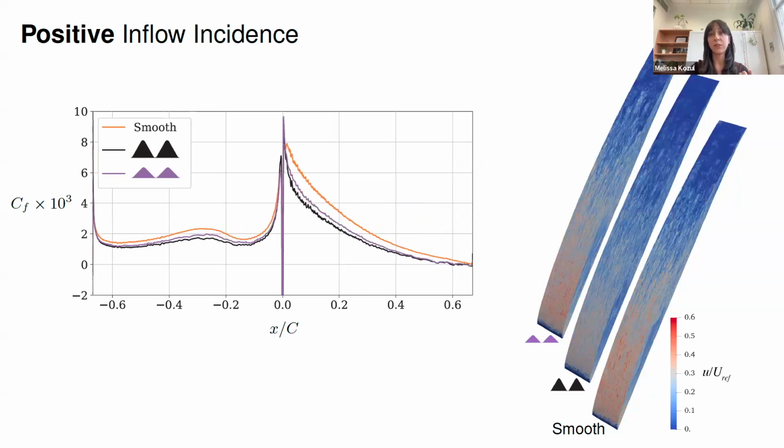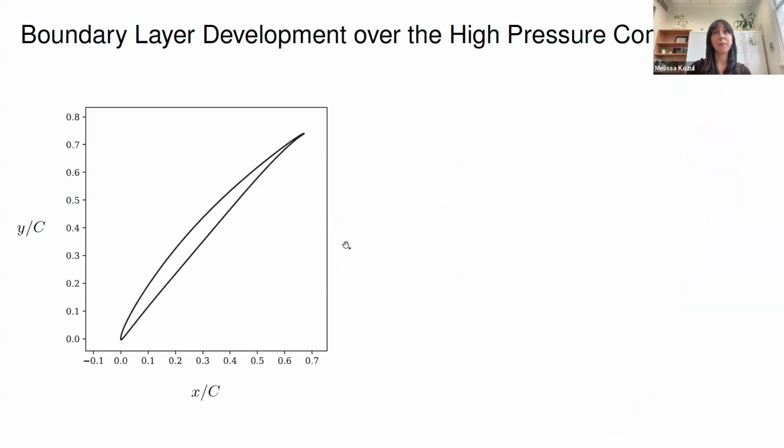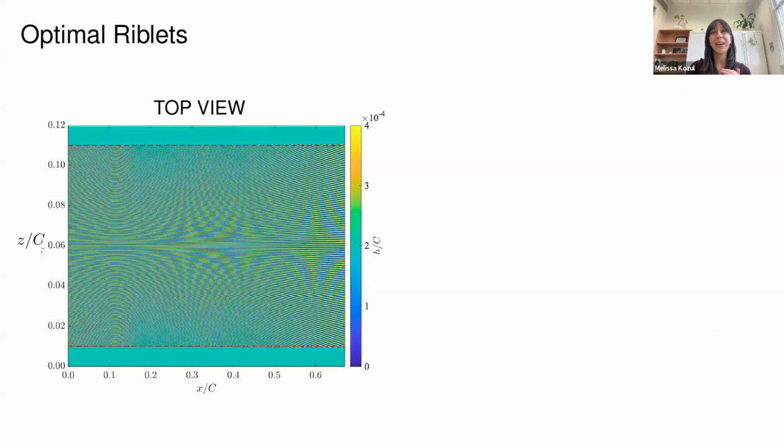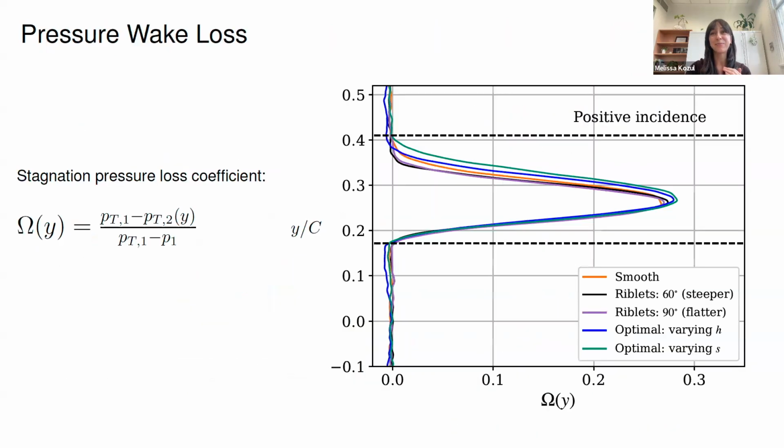And here is the positive inflow incidence angle where the flow is turbulent over the full blade. And so the riblets can do their thing and reduce the drag over the entire blade. I'm going to skip ahead now because I'm running out of time, and just go to one last bit.